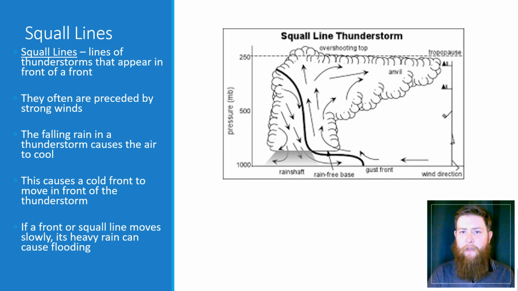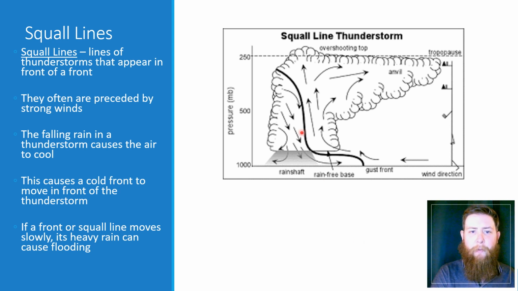When we get these forming, we get what are called squall lines, and these are lines of thunderstorms that appear in front of a front. We have cold air coming in and this warm air meeting it. We get strong winds as we have this high and low pressure. We get rain falling in the cold part of it back here because remember, this warm air is moist. It's going up, and as it cools and goes back down, it forms rain. So this cold air is moving in here.